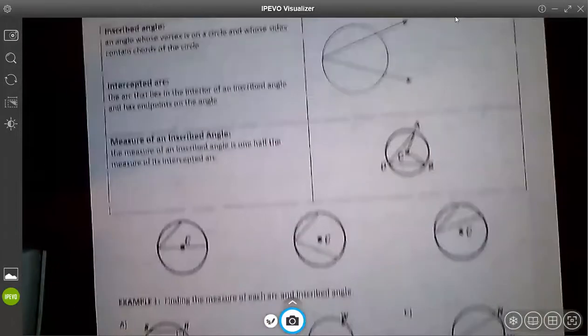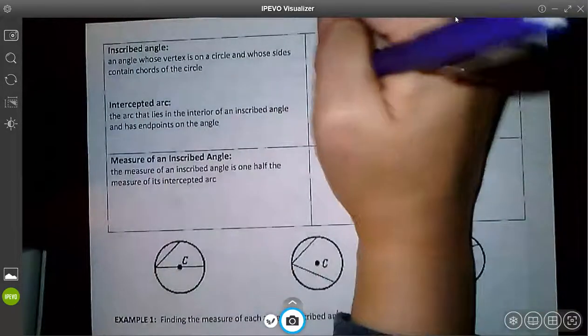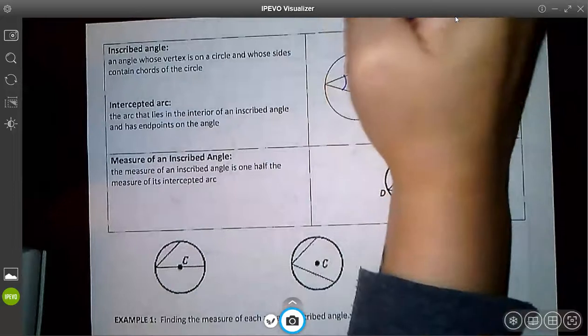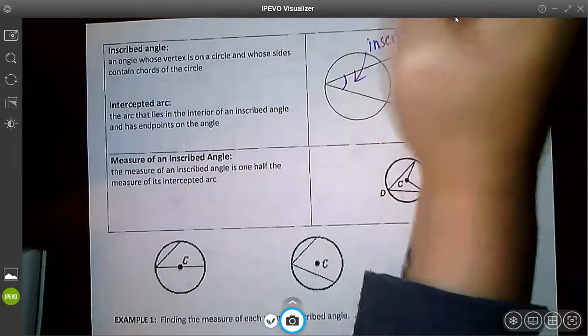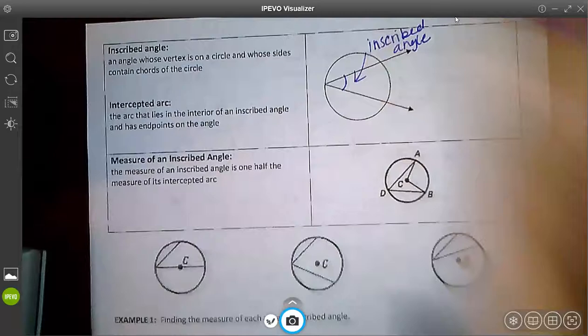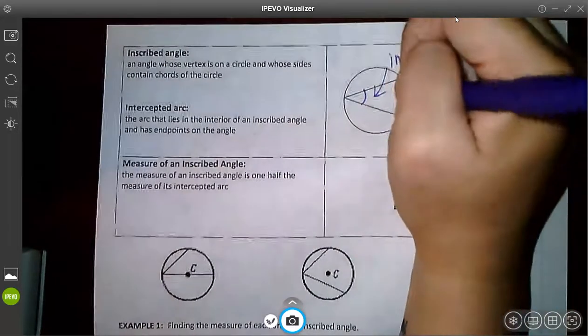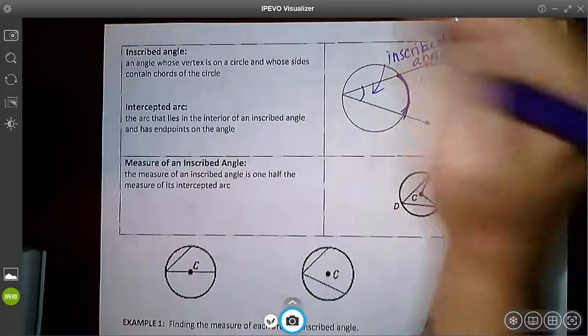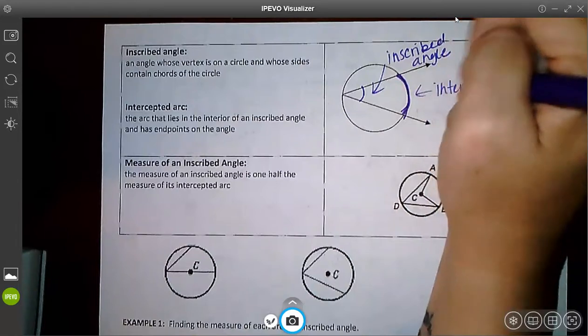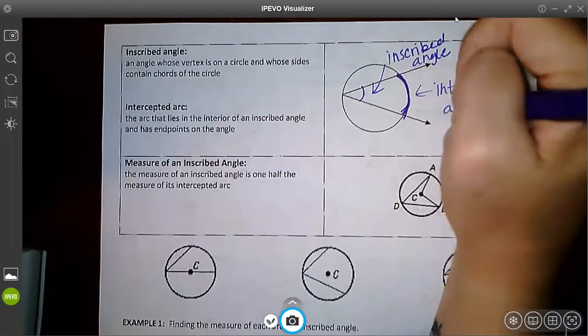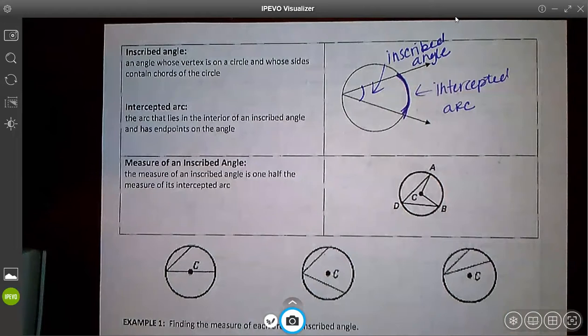Inscribed angle and an intercepted arc. We've looked at both of these things. This is your inscribed angle. And this right here is your intercepted arc. The measure of an inscribed angle is half the measure of an intercepted arc.